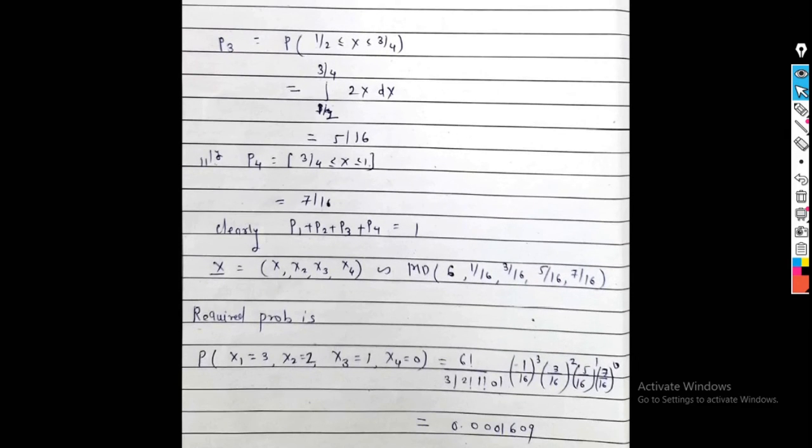Now we can calculate the required probability, which is X1 = 3, X2 = 2, X3 = 1, and no observation from the last part, that is X4 = 0. Put these values in the PMF of the multinomial distribution and we get the probability as 0.001609.